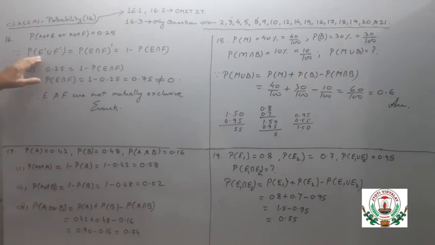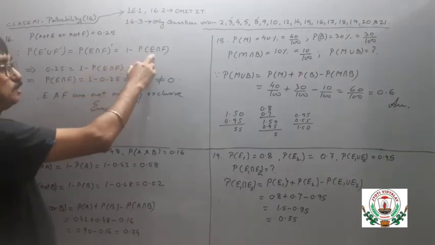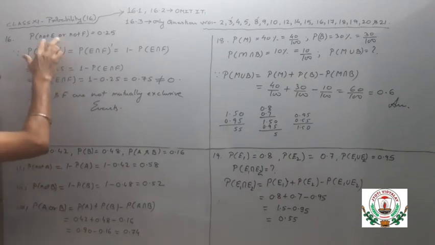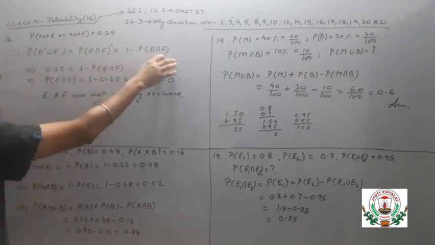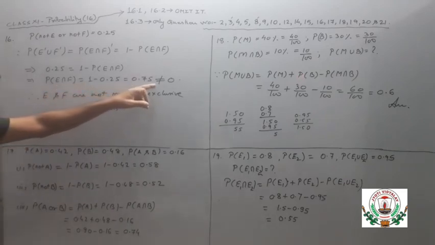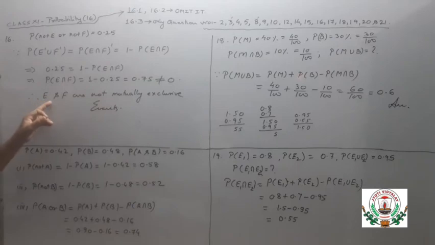So probability of E dash or, meaning union, F dash, again by De Morgan's law, E complement union F complement will be equal to E intersection F the whole complement, which is given by 1 minus probability of E intersection F. So 0.25 is the value of probability of not E union not F, equals 1 minus probability of E intersection F. By calculation we get probability of E intersection F equal to 0.75, which is not equal to 0. So therefore E and F are not mutually exclusive events.